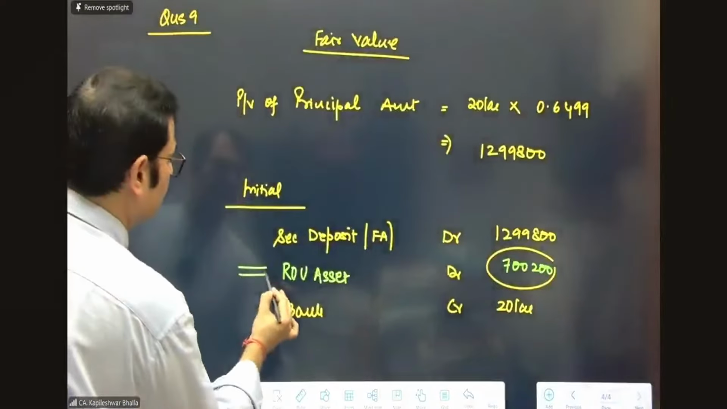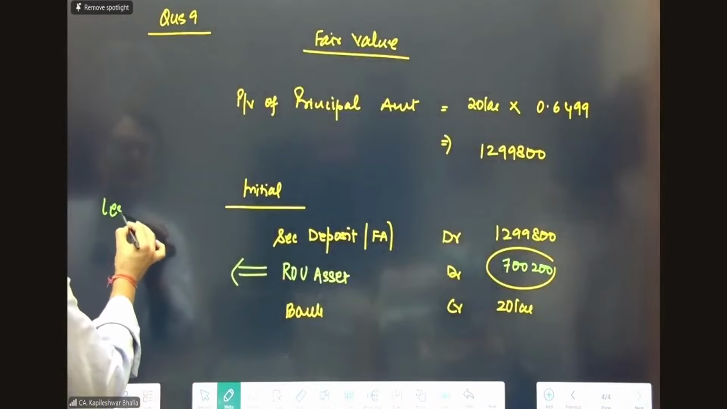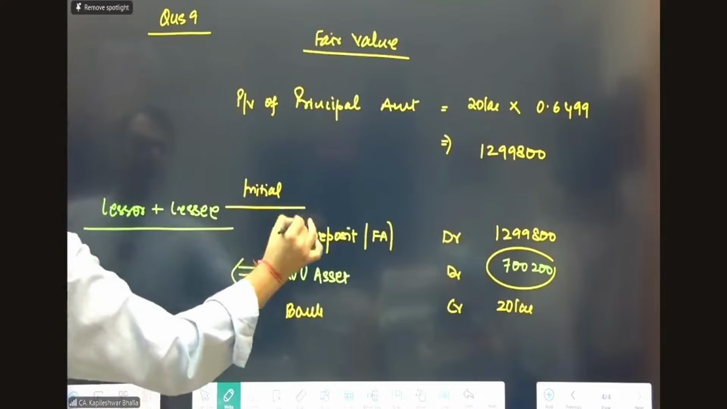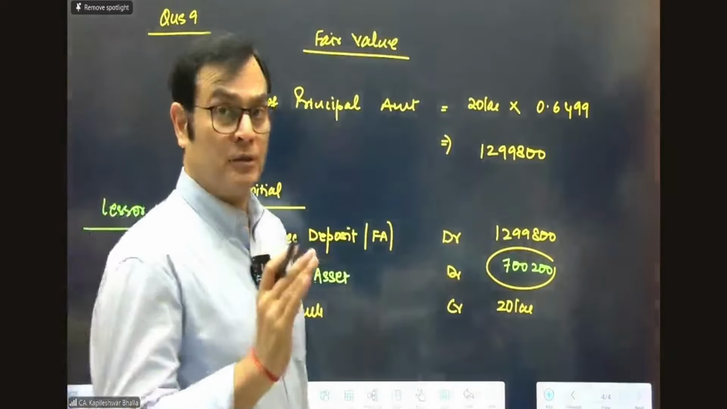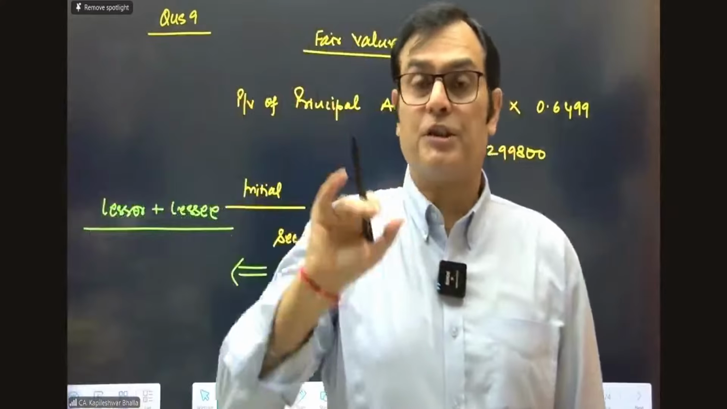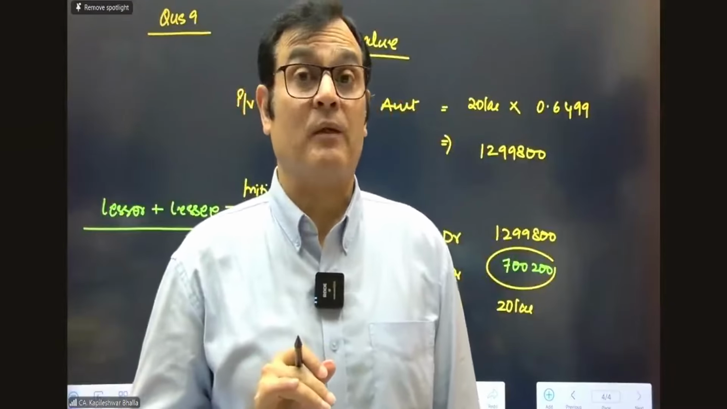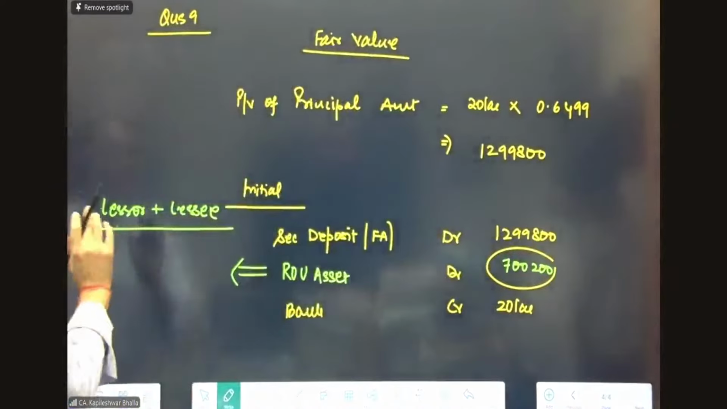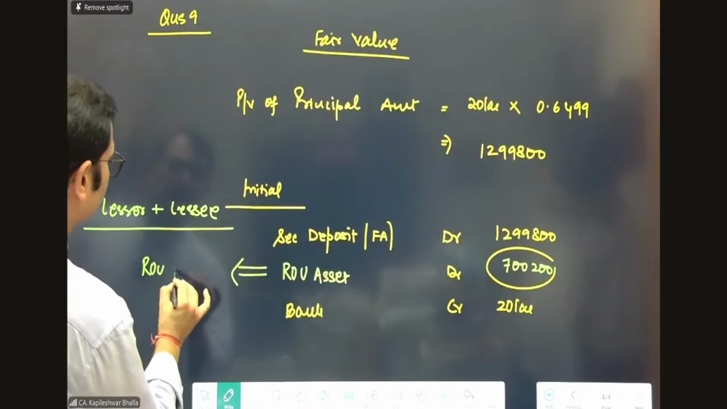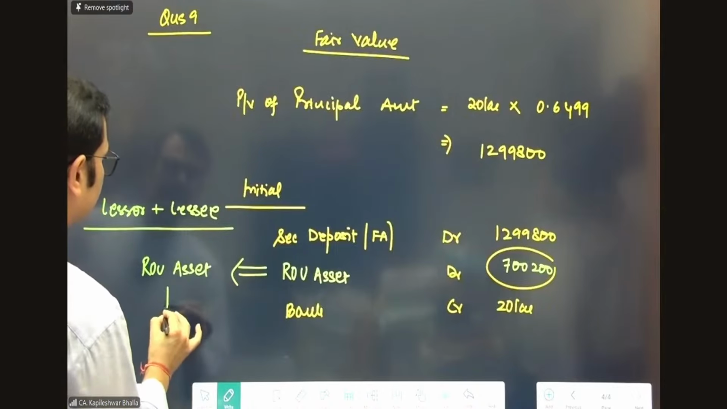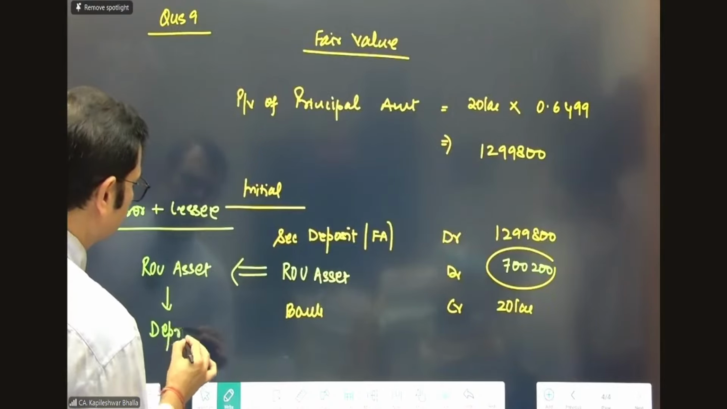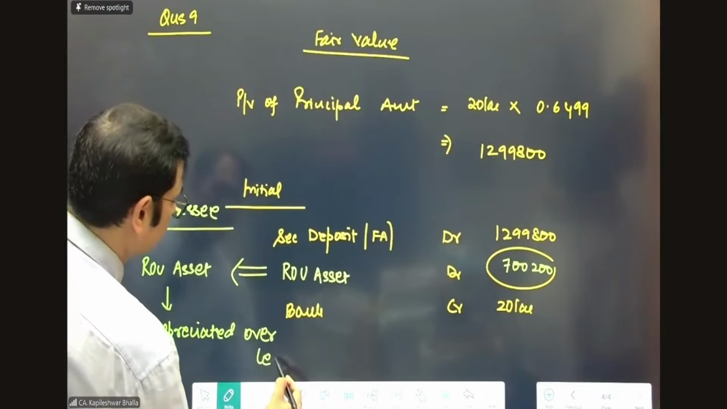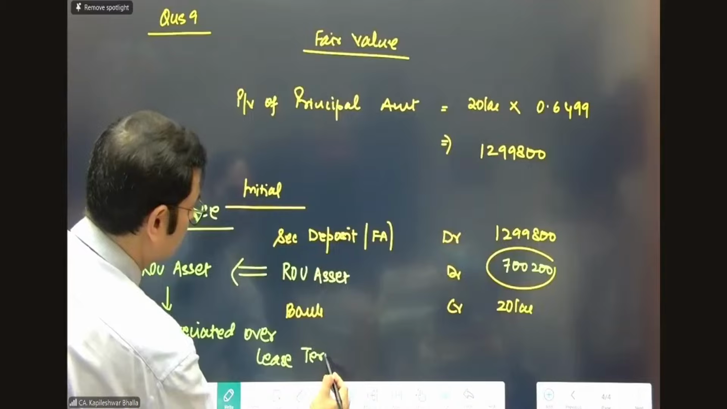Let me make it clear that in this case, there is a lessor and a lessee relationship. We're going to make a mind map later in which we will consider what kind of relationships and what kind of accounting treatment applies for the difference in the transaction value and the fair value. In a lessor-lessee relationship, this difference will be adjusted in the right of use asset, and this will be depreciated over the lease term.